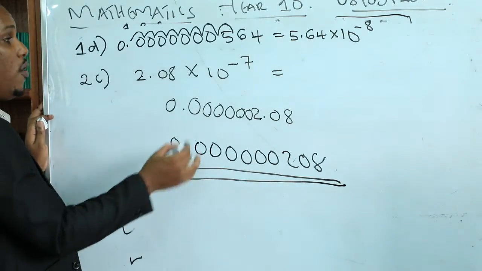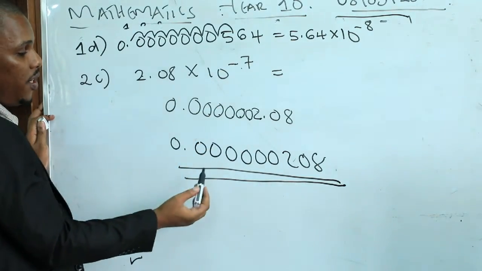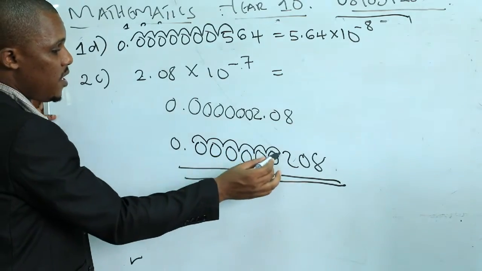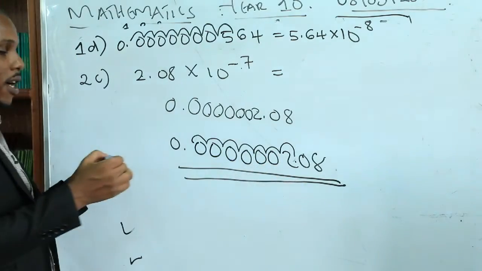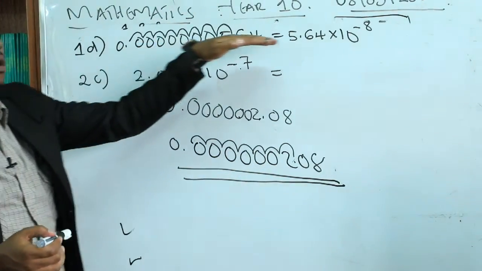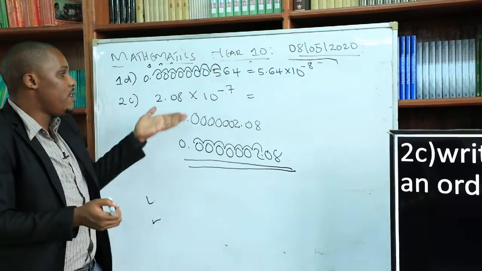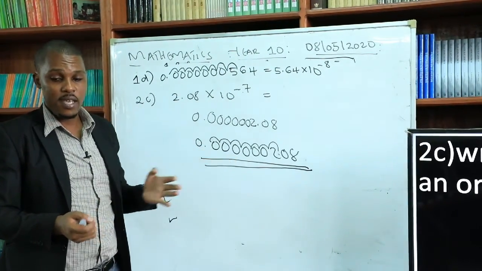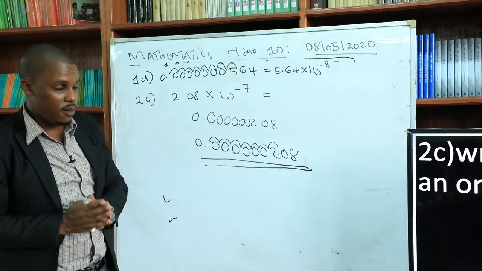And you can see, for us to get standard form, it is the steps that you have indicated: 1, 2, 3, 4, 5, 6, 7. So there is a time I can give you the number and tell you to write it in standard form. Then there is a time I can give you the number in standard form and tell you to write it as an ordinary number. So that is the concept of today's lesson.